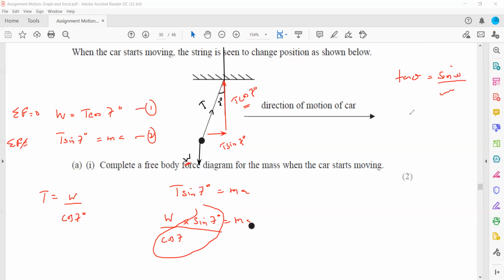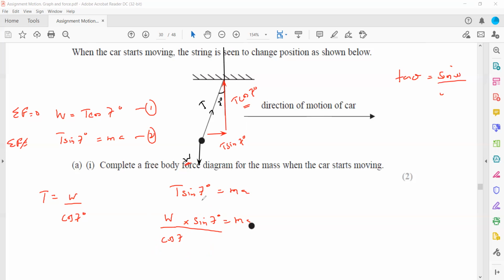Even if I substitute the number, it does not make a difference to the final answer. If you find this method difficult, like sin theta over cos theta is tan, you can also use the value of sin 7 degrees and cos 7 degrees, so it will be the same. It won't make a difference.